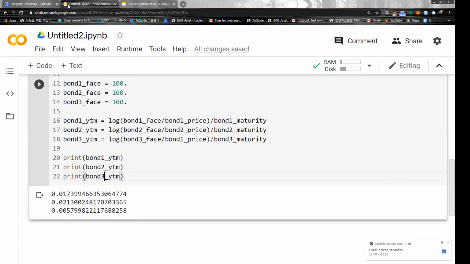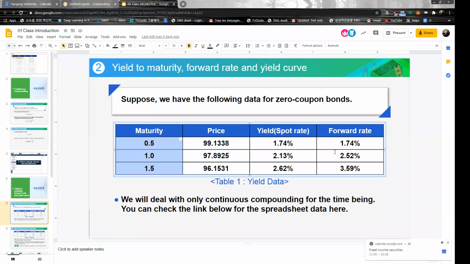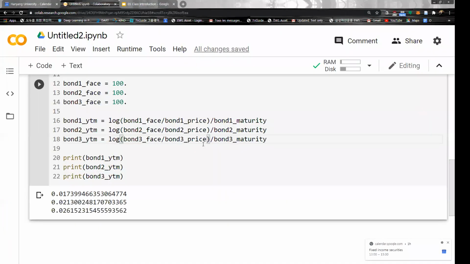But Professor, you forgot to change number 18, bond 1, bond 2, bond 3. Right. Thank you very much. This one, right? Yes. Let me change 17, 21, 26. Okay, and fine.